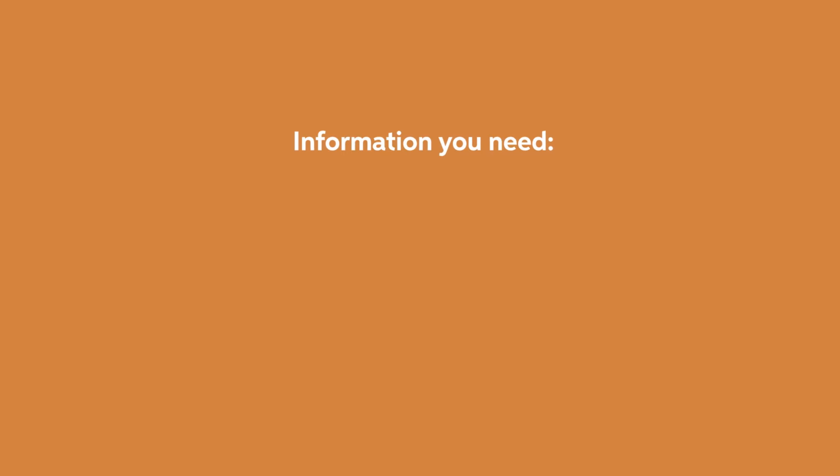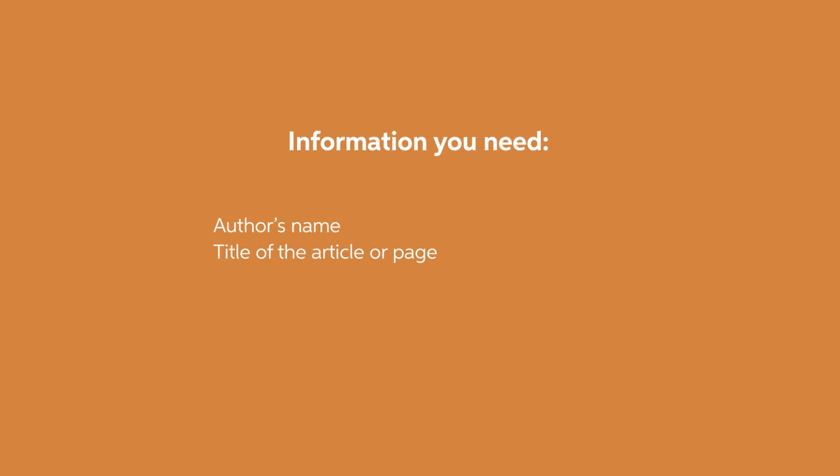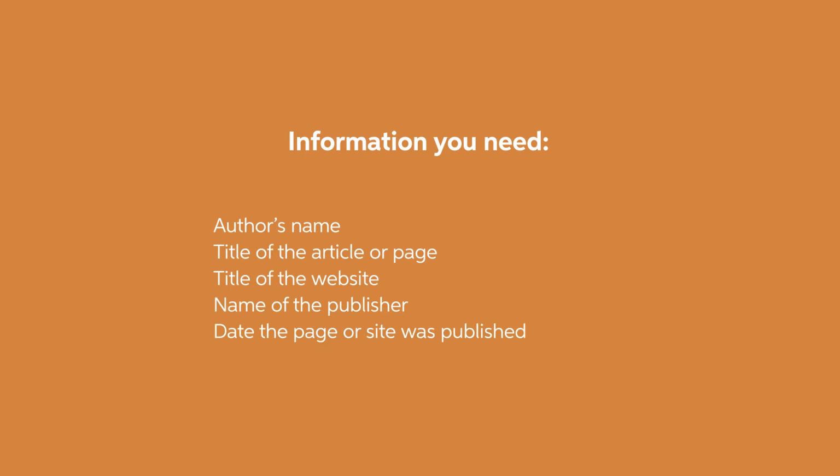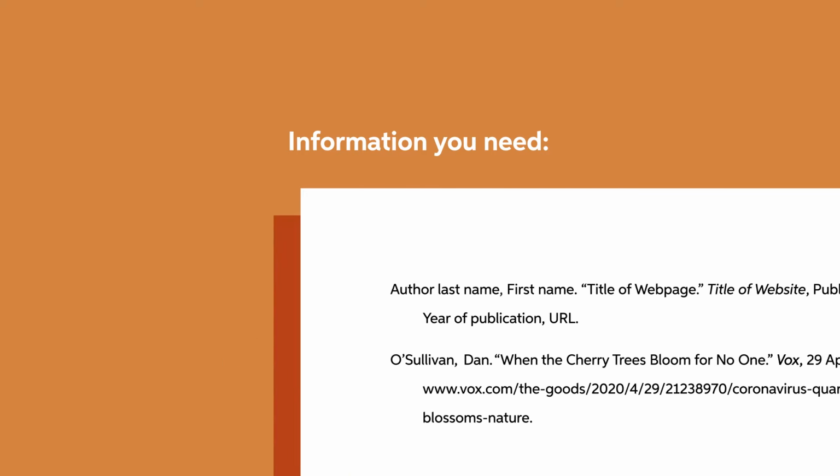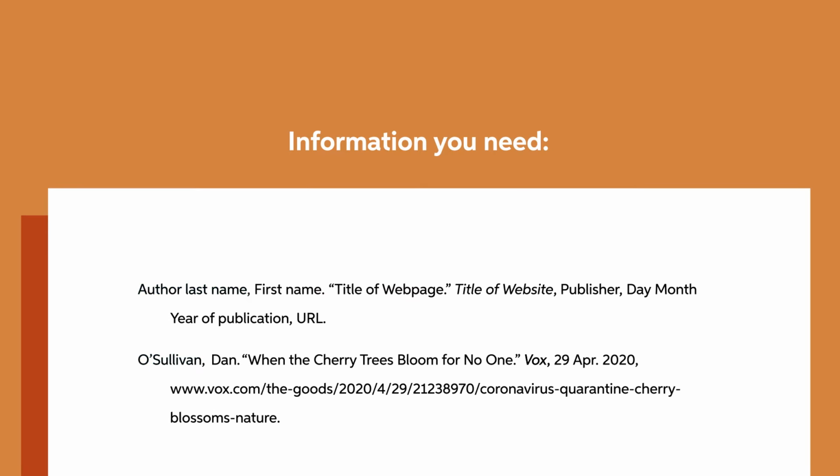References are where you list the information a reader needs to know in order to find the source you use in your paper. To create an MLA citation for a website, you'll need the following pieces of information: the author's first and last name, the title of the article or page, the title of the website, the name of the publisher if it differs from the name of the website, the date the page or site was published if it's available, and the URL. To build your reference, start with the author's last name, then the first name separated with a comma. End this section with a period.